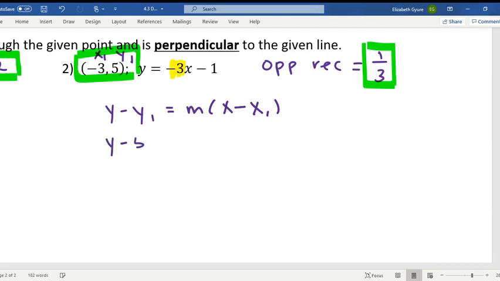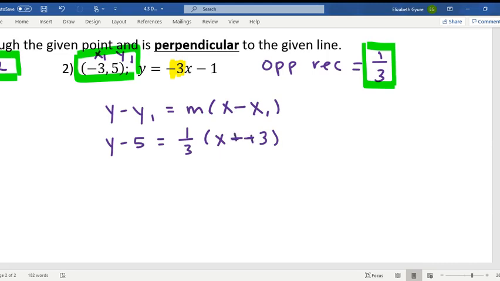Good. So y minus 5 equals, and then what would I plug in for m, Hannah? 1/3, good, times x minus, and then what about for x1? Negative 3, good. Good. Let's see. Dallas, what should I do with my double negative? Make it a positive, good.